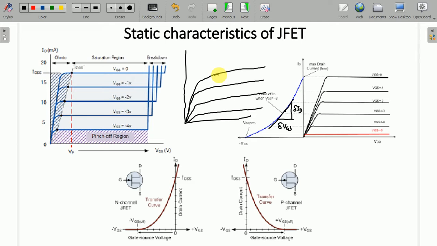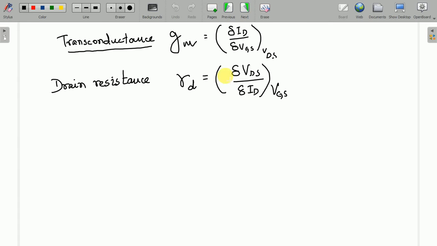Now if we take a part from here, this value is nothing but delta VDS, and on this side I can get delta ID, and this is plotted for a constant VGS. Here VGS is equal to 0. If I plot this and obtain this, then I can obtain the value of RD.